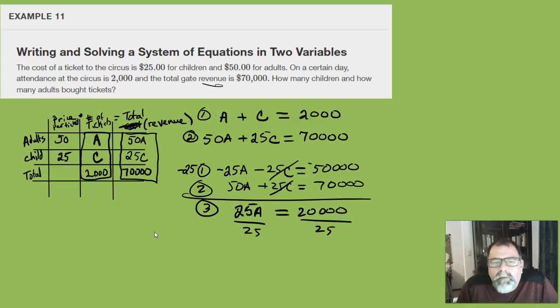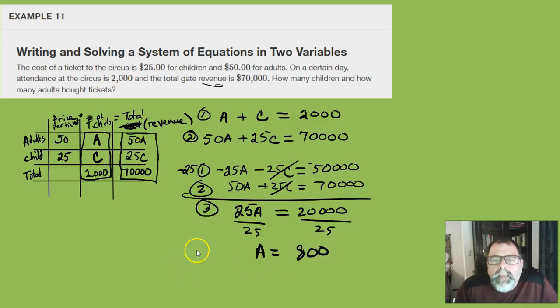I know where to get my equations, right, in the total column. Total tickets, total revenue. A plus C is 2,000, equation 1. 50A plus 25C equals 70,000, equation 2. Solve it using elimination. And I get A equals whatever that is. I think it's 800.